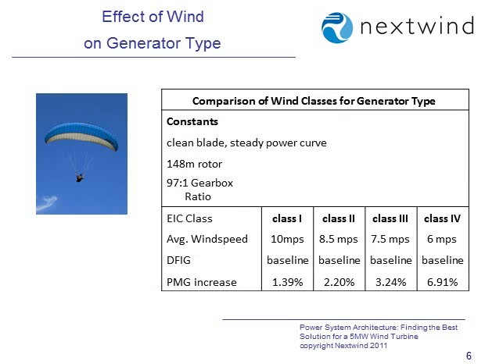On the wind class, so here you have the doubly fed again as the baseline, the permanent magnet increase. For a class 1 site, it's smaller, and then as you get to lower and lower wind speed sites, the difference is more and more significant.